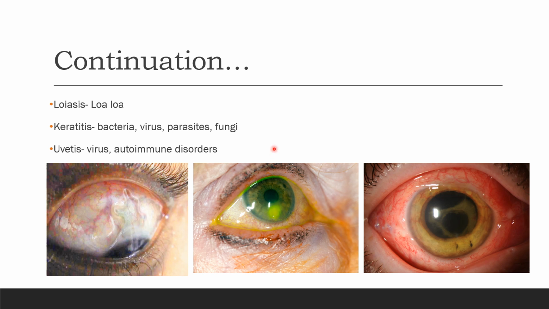Next is uveitis. Uveitis can be caused by viruses, such as herpes, and it can also be caused by autoimmune disorders like rheumatoid arthritis or lupus. This is the inflammation of the middle layer of the eye, that is the uvea. So this is somewhat how a uveitis eye would look.